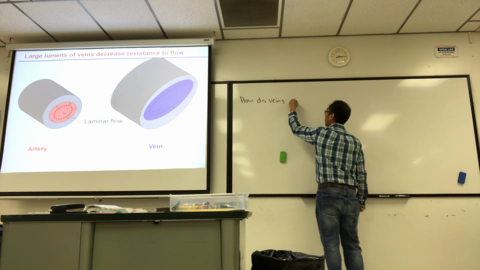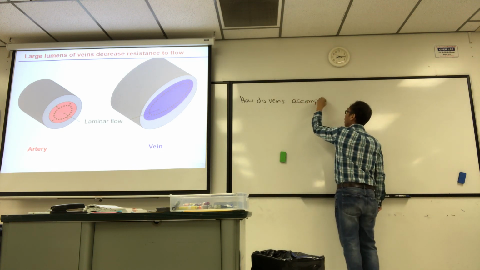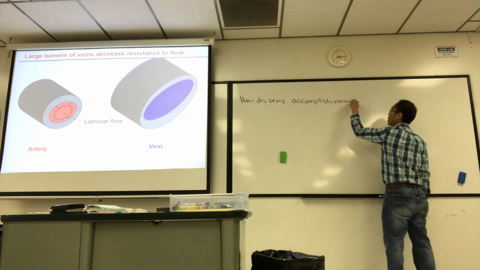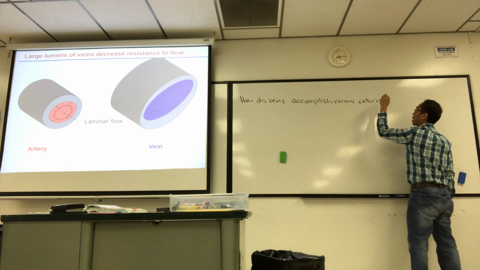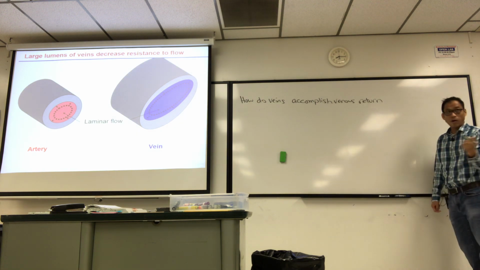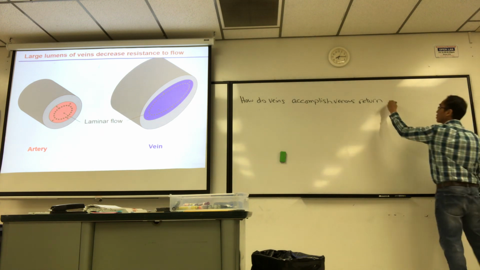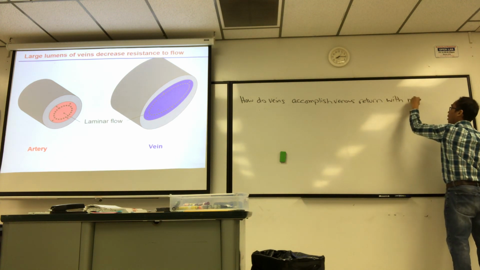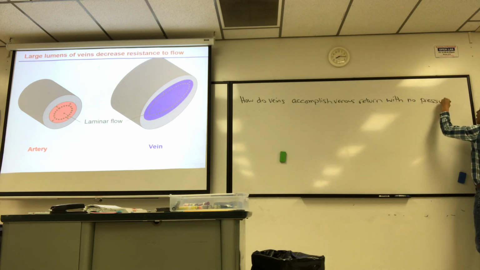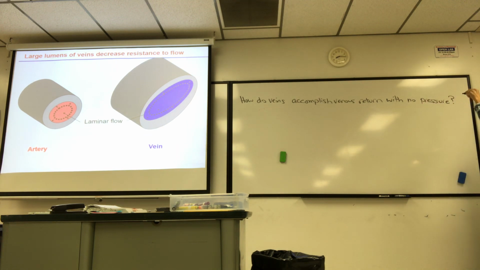How do veins accomplish venous return to the heart? You should know that there's no pressure in them. Because I keep talking about arteries, how arteries have high blood pressure to push blood to the capillaries, then you get your capillary exchange, and then the veins are the collection and return system, but there's no pressure in them because they're too far away from the heart.